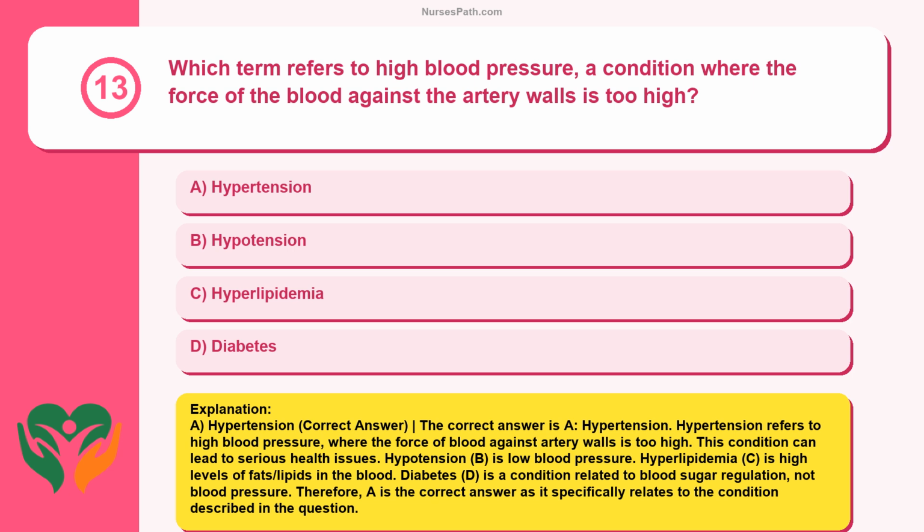Hypotension, B, is low blood pressure. Hyperlipidemia, C, is high levels of fat or lipids in the blood. Diabetes, D, is a condition related to blood sugar regulation, not blood pressure. Therefore, A is the correct answer as it specifically relates to the condition described in the question.